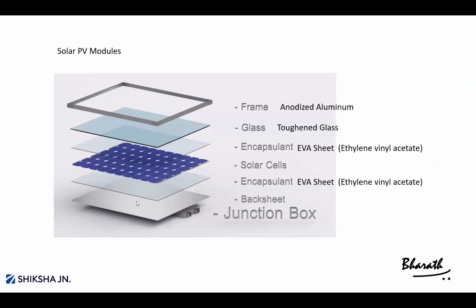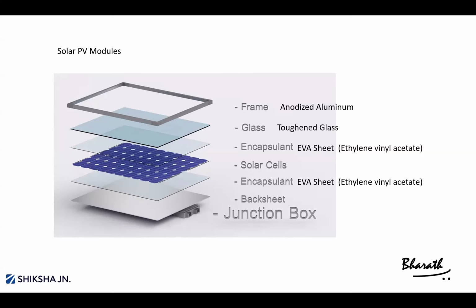If you see a typical solar PV module, at the bottom side there is a back sheet, then an EVA encapsulation sheet, ethylene vinyl acetate. Next, solar cells, arranged in this format. Next, again encapsulation, EVA, ethylene vinyl acetate. After that there is a toughened glass. It is like our car windshield, so it won't break easily. Only if you hit it with a hard particle will it break. Then there is the anodized aluminum frame.